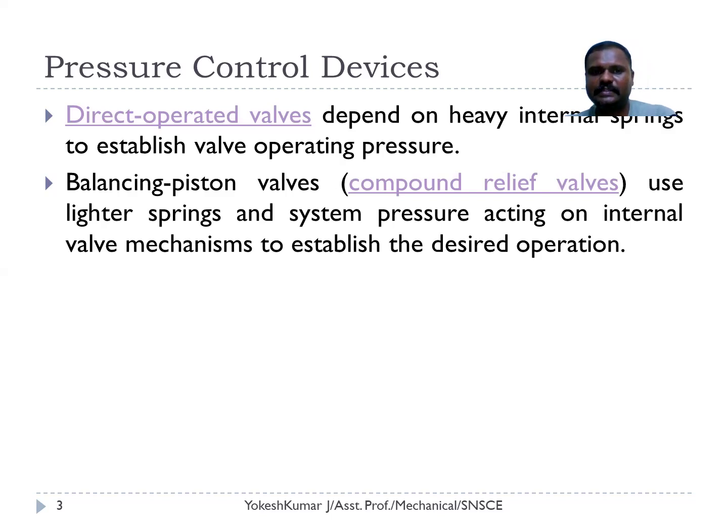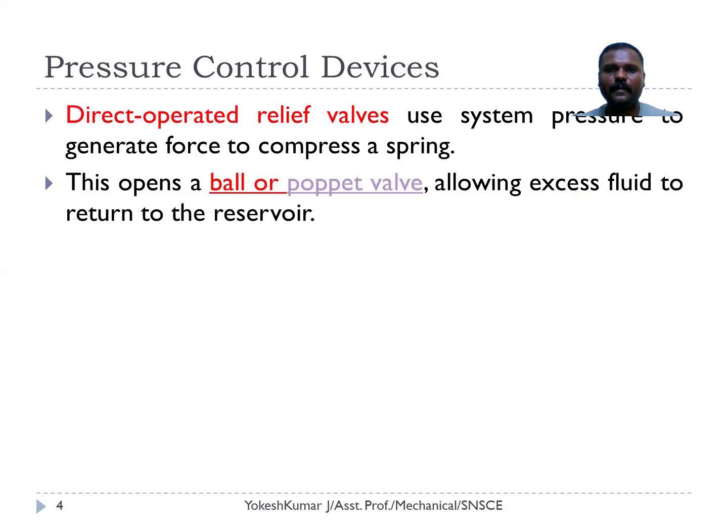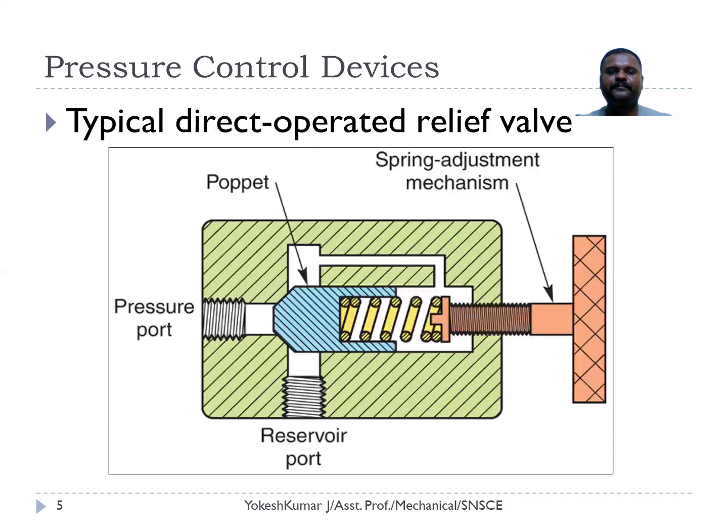Whereas in the second case, the compound pressure relief valve, balancing pistons are used, which are lighter in weight, and internal valve mechanisms are used to establish the desired operation. The direct operated pressure relief valve consists of a heavy spring and has a ball or poppet, which is used to allow the excess fluid from the circuit to the reservoir.